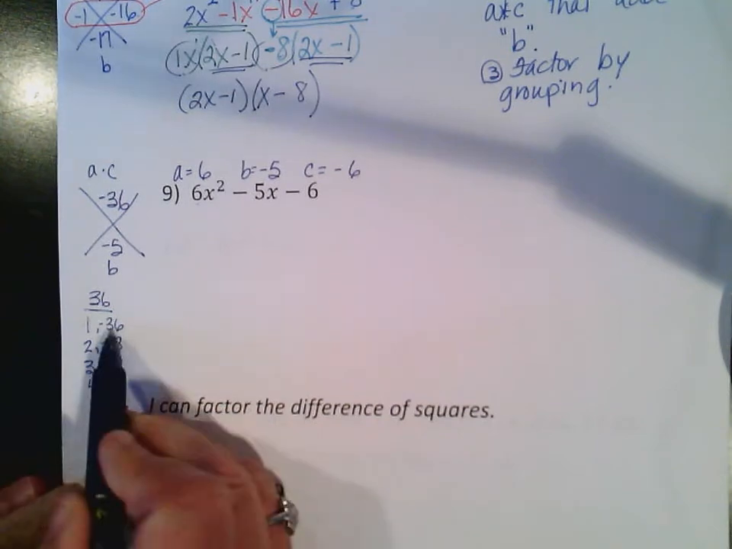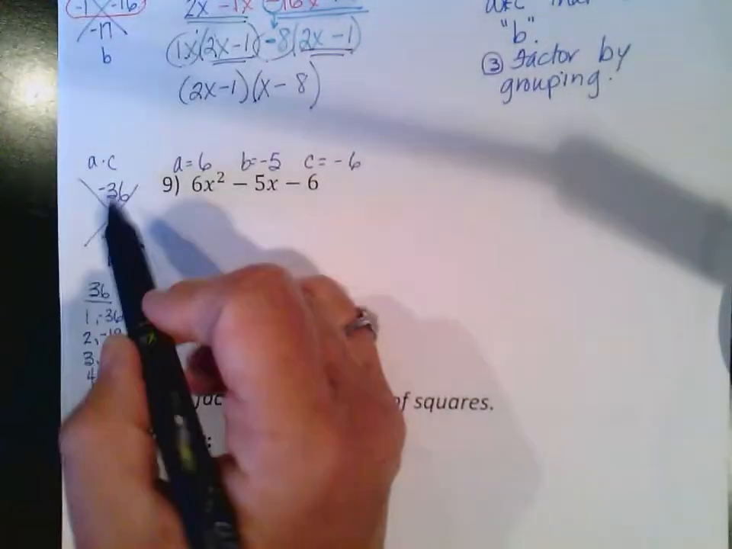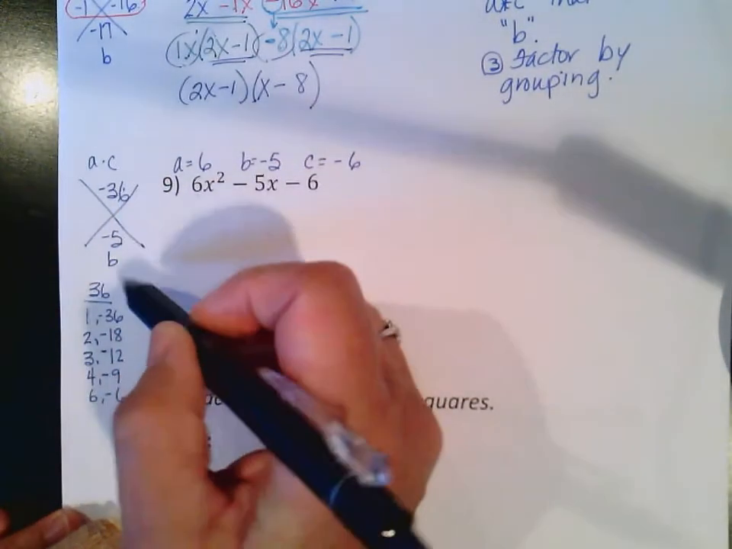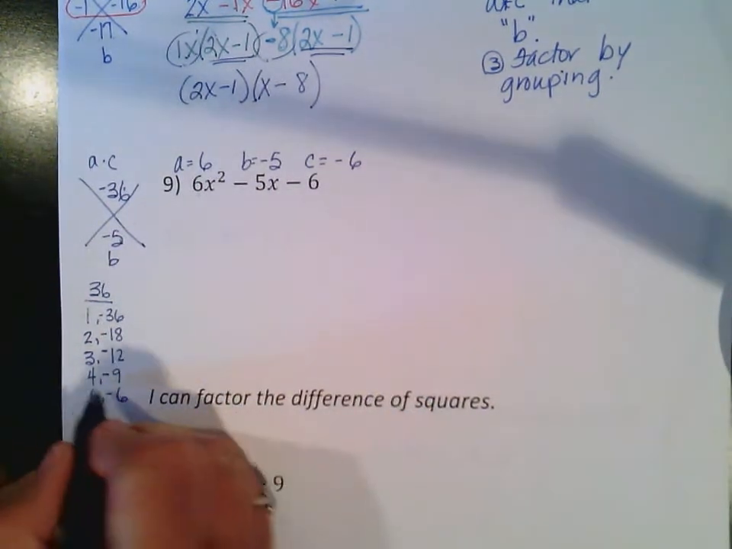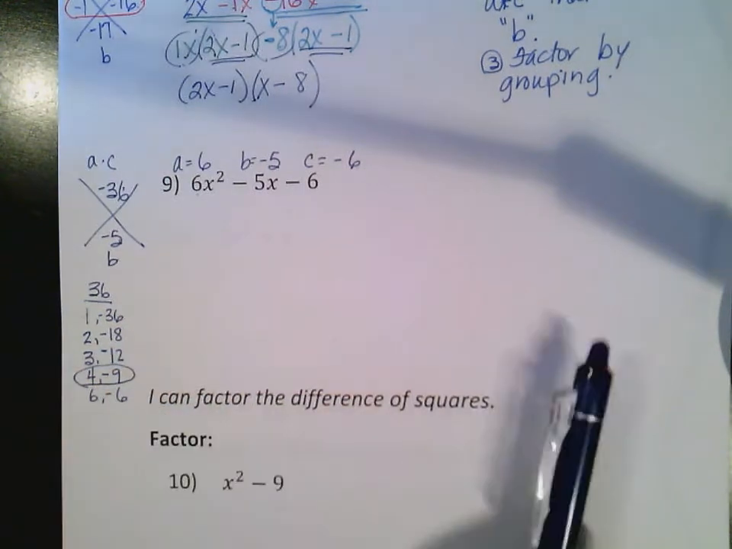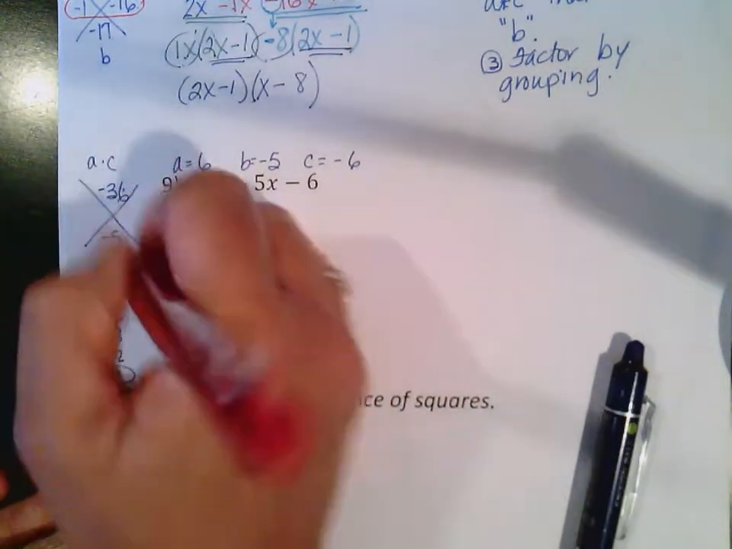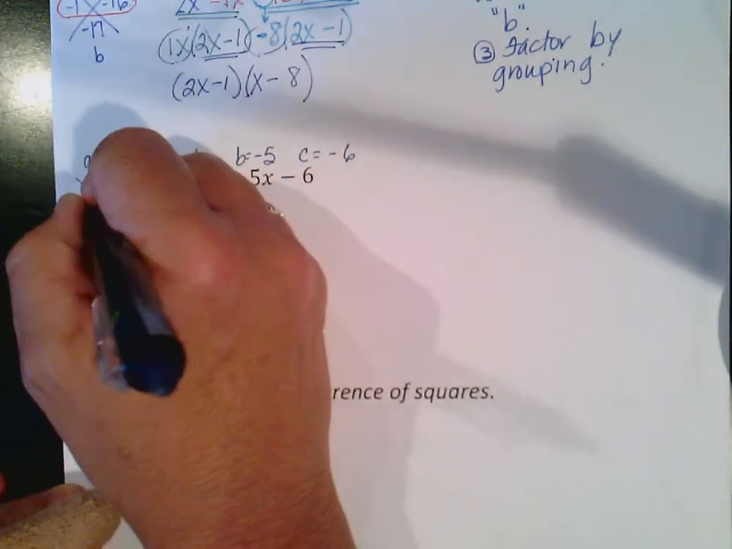So where one's positive and one's negative, to multiply to be the negative 36, and then the bigger one's negative so that they add to be a negative number. And the only one that works is 4 and negative 9. So that's what I'm going to put here. For these factors, I have 4 and negative 9.